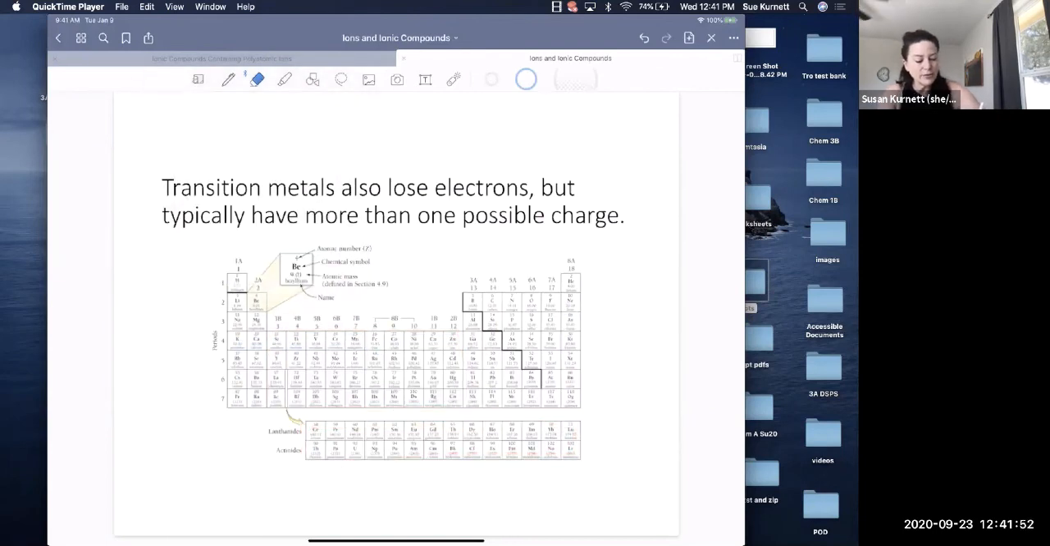So silver, when silver metal becomes silver ion, has a +1 charge, always. That's the only possibility for silver. Zinc and cadmium, +2. And then things in group 3 would of course have a +3 charge.